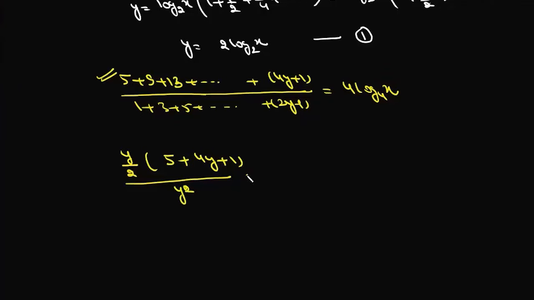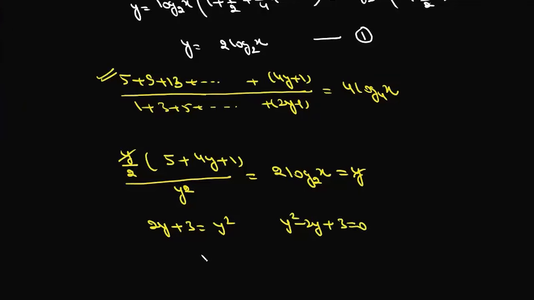So it will be simply y square, and here we can write this 4 as 2 square, so it will be 2 log x base 2. Now we know that 2 log x base 2 is nothing but y, so we'll write this as y. Now here y and y will cancel, so we can write 2y plus 3 equals y square, or y square minus 2y minus 3 equals 0. We can write (y minus 3)(y plus 1) equals to 0, and value of y is 3.